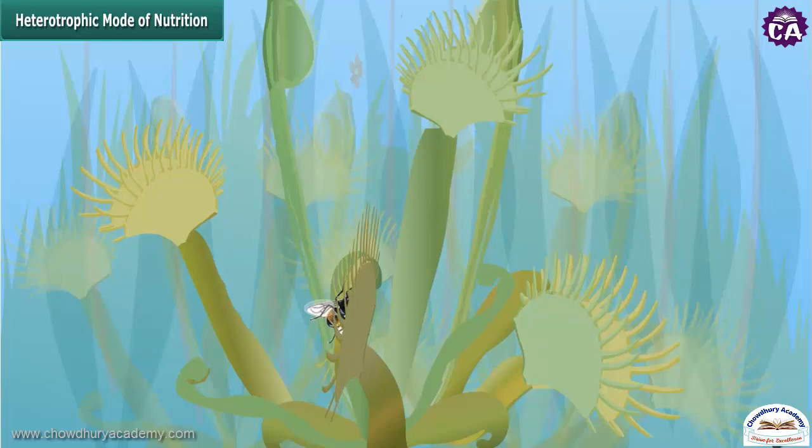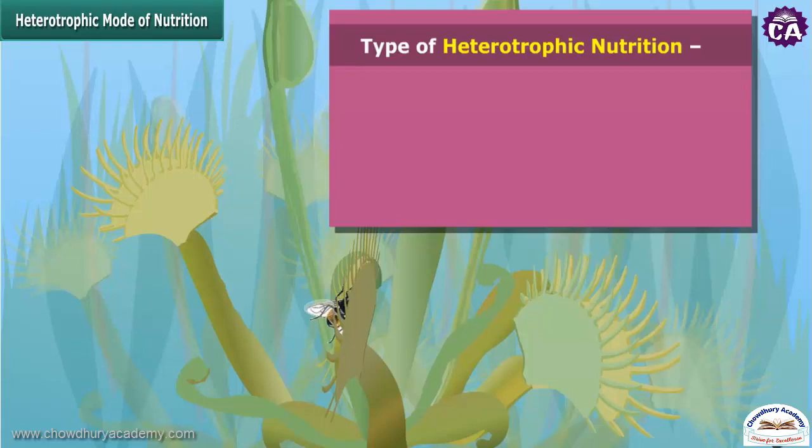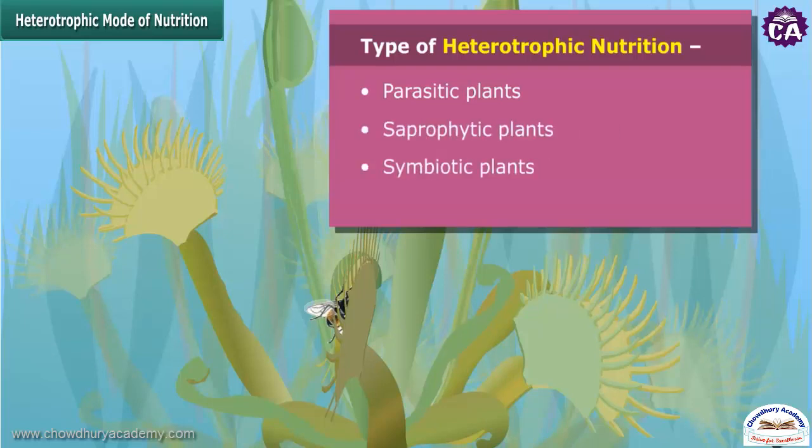The plants in which this kind of mode of nutrition is found are known as heterotrophs. There are 4 types of heterotrophic plants: parasitic plants, saprophytic plants, symbiotic plants, insectivorous plants. Now let's learn them one by one in detail. Let's start with parasitic plants.